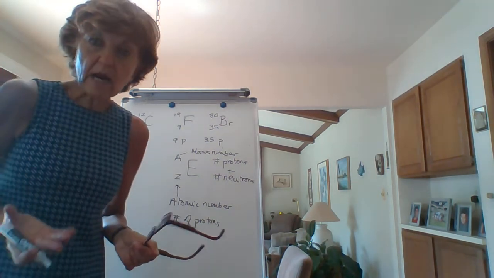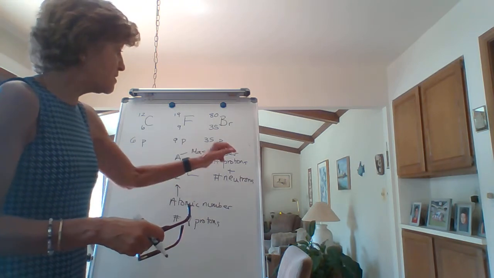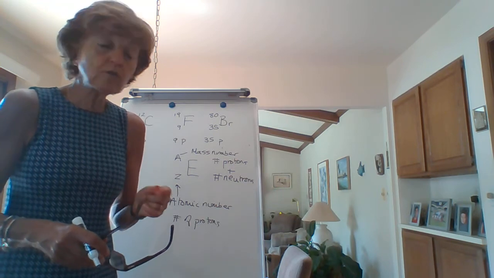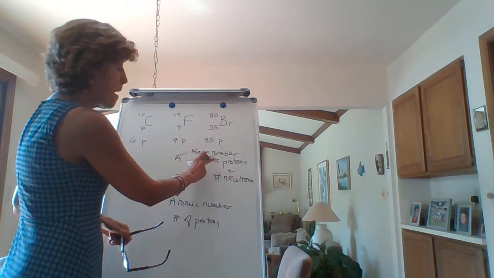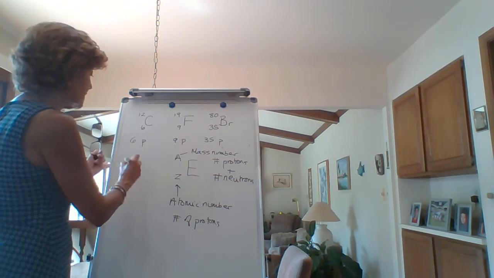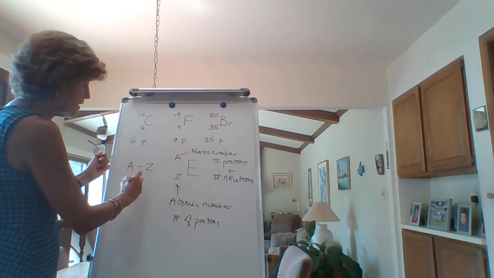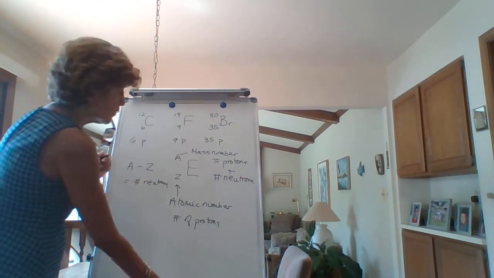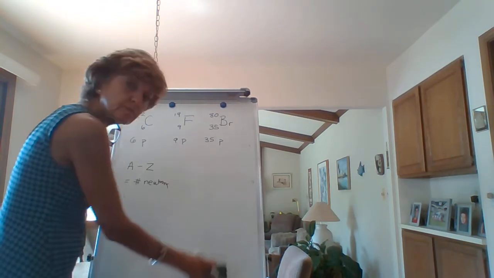Now, what about neutrons? How are we supposed to find out the neutrons? Remember how I said that the mass number is the protons plus the neutrons? So in order to figure out the neutrons, all you have to do is take the mass number minus the number of protons, you'll get the neutrons. Or basically, the mass number minus the atomic number will give you the number of neutrons. Okay? I'm going to erase this so I have some space here.